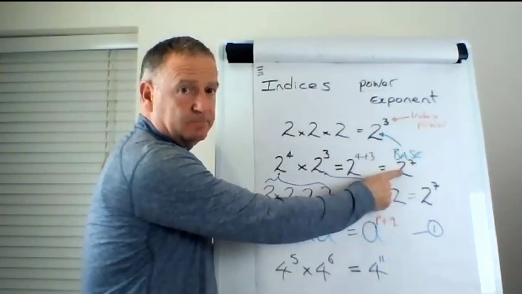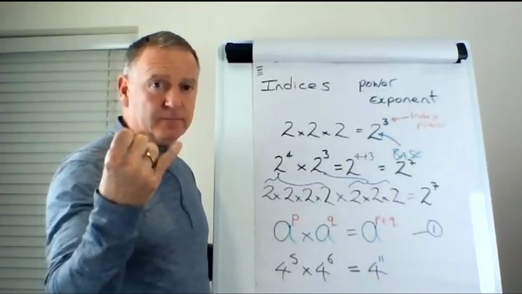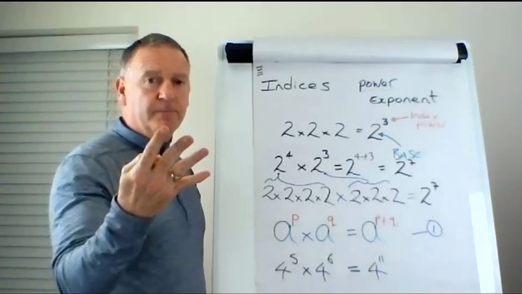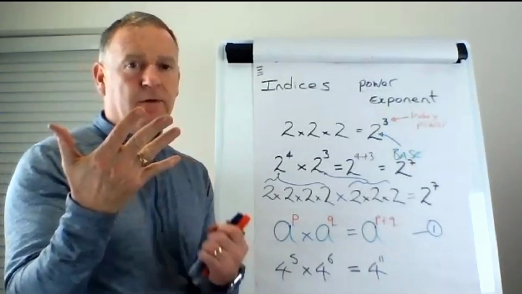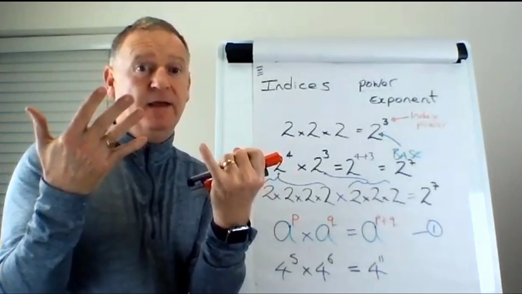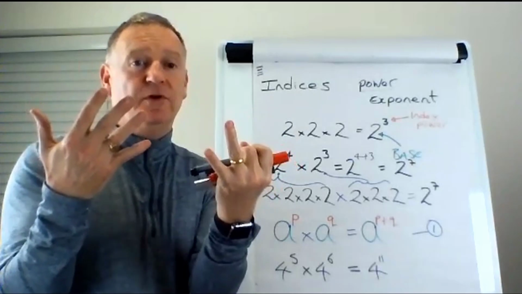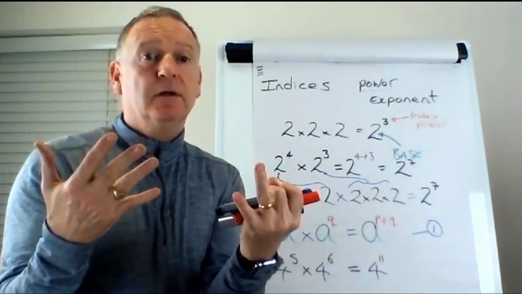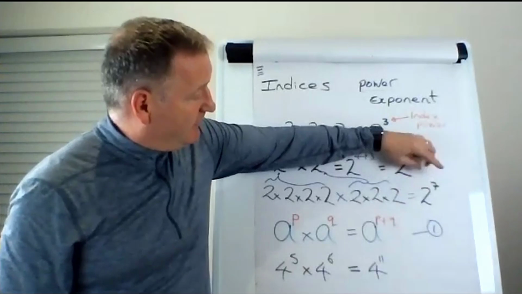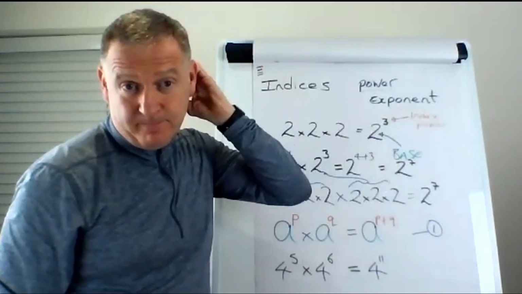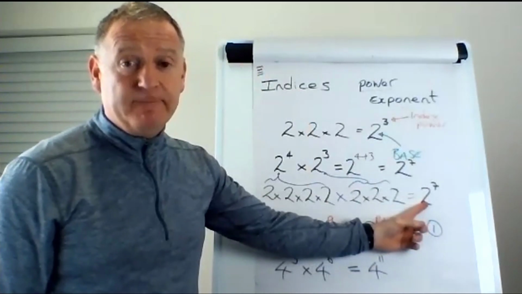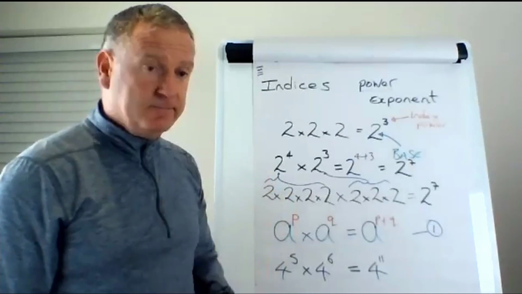2 to the power of 7. 2 times 2 is 4, times 2 is 8, times 2 is 16, times 2 is 32, times 2 is 64, times 2 is 128. So can you see that 2 to the power of 7 doesn't look very big, does it? Numbers we're writing down, but it's a big number, 128. Okay, that makes sense?